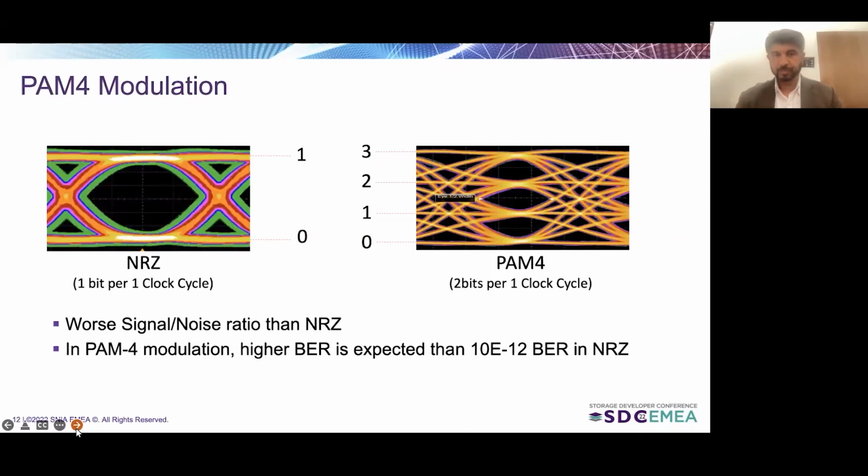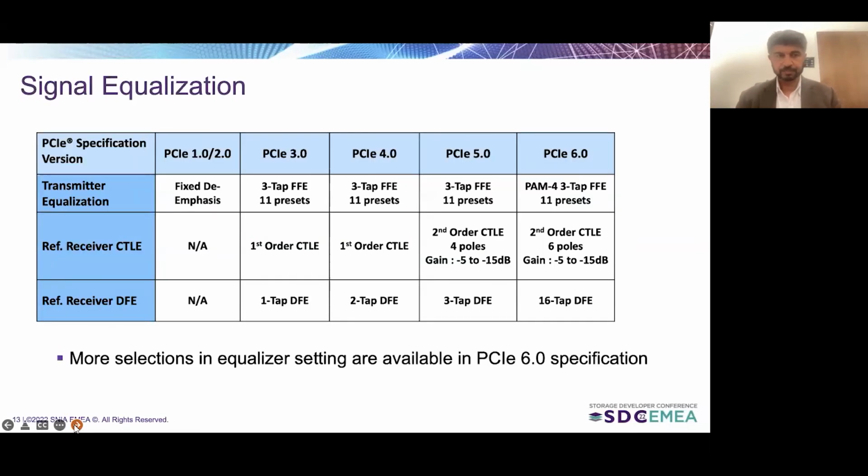PAM4 modulation, what it means compared to NRZ. NRZ, non-return to zero modulation, is 1 bit per 1 clock cycle. PAM4 is 2 bits per 1 clock cycle. You can see the difference right there. PAM4 has a worse signal to noise ratio than NRZ. In PAM4 modulation, a higher BER is expected than the 10 to the power minus 12 BER that presently exists in NRZ, which has a lot of benefits going forward.